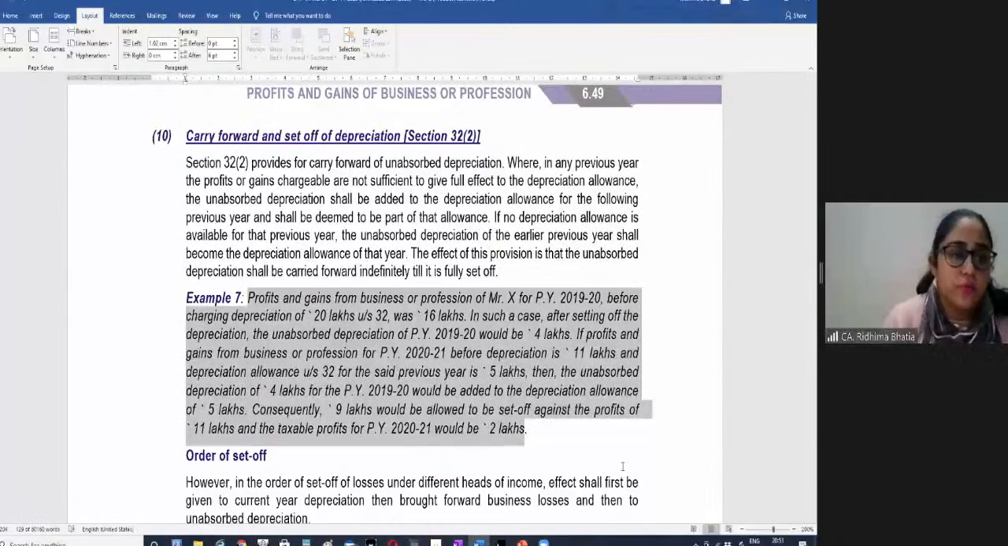Or say this profit would have been 10 lakhs. So first you will set off the current year depreciation, then from the remaining 1 lakh profit, the unabsorbed depreciation of 3 would be set off and then 3 lakh would be the unabsorbed depreciation. Any doubt, students?